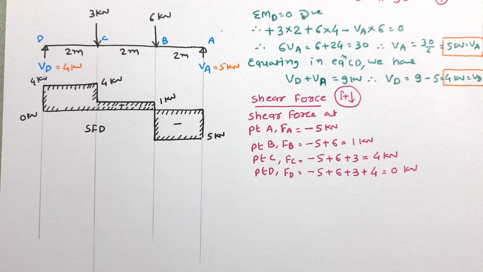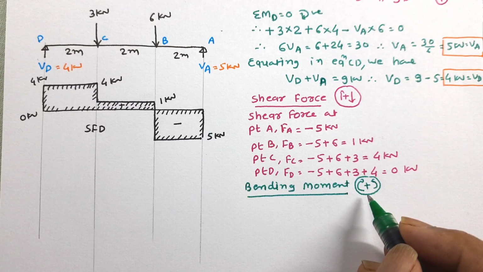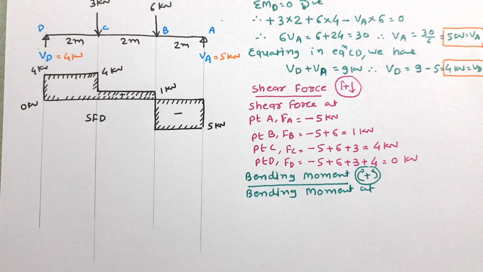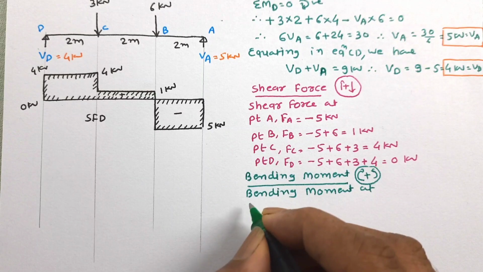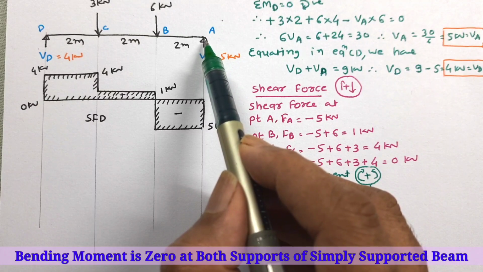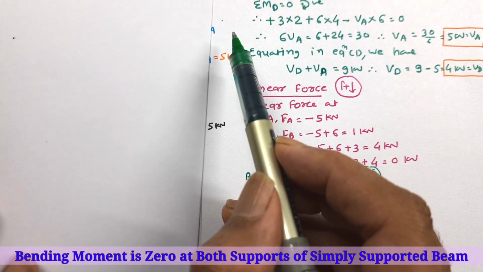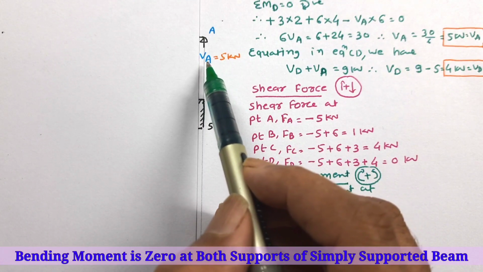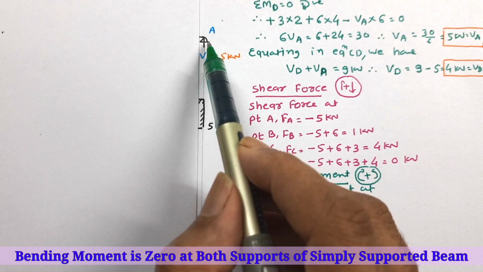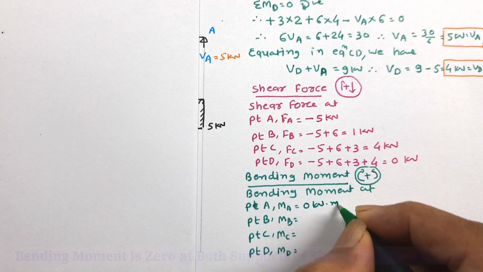Now let us draw bending moment diagram. For that, first we calculate bending moment at important points. This is the sign convention for bending moment. We know that. So we'll work out bending moment at all important points. At point A, we know that it is a simple support of a simply supported beam, so there won't be any moment. And we can see on right hand side there is no load. Only VA is acting at point A, which will not create any moment. So it will be 0 kilonewton into meter.